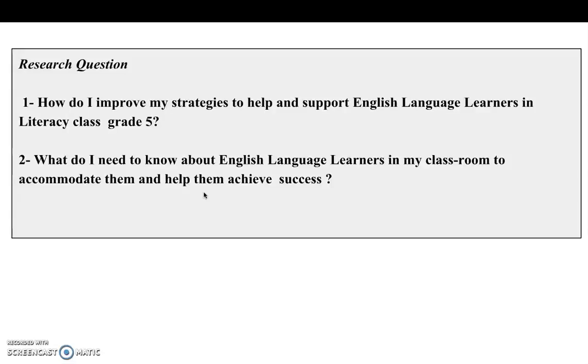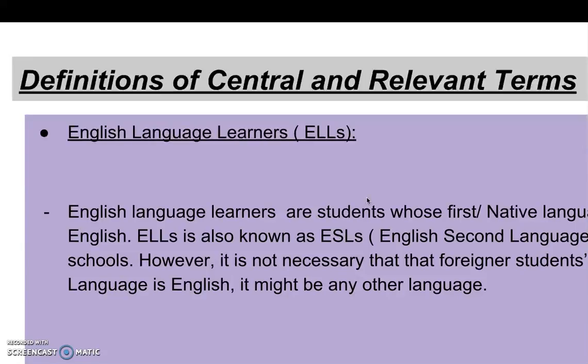My research question: how do I improve my strategies to help and support English language learners in literacy class grade 5? What do I need to know about English language learners in my classroom to accommodate them and help them achieve success?